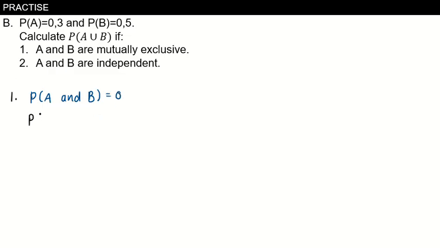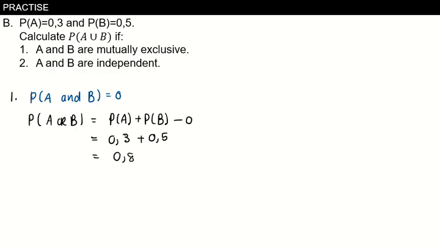So if I would like to calculate the probability of A or B, I can use the addition rule by saying the probability of A plus the probability of B. We're not going to be subtracting anything, because what I'm going to be subtracting is just minus 0, minus the probability of A and B. So in this case, the probability of A or B is just adding the two values, and then I get 0.8.